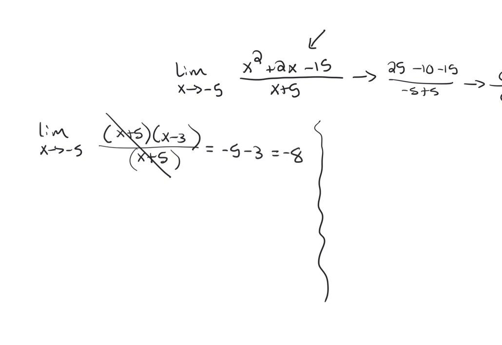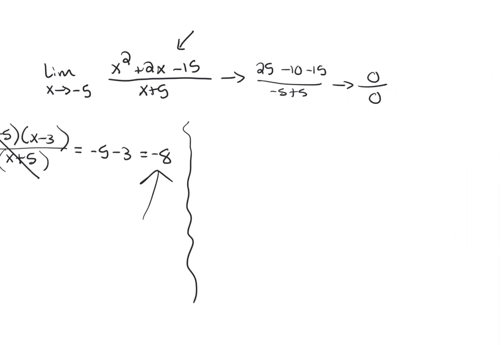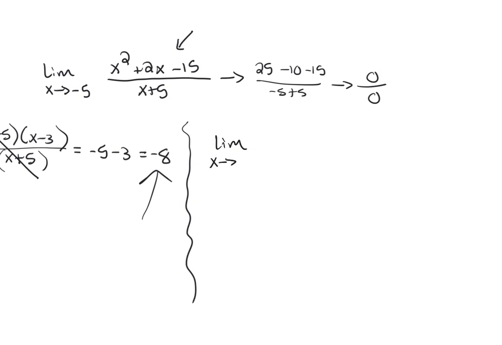So the old method still works, but let's also try using L'Hopital's rule. Okay, so let's take the derivative. Limit as x approaches negative 5. Derivative of the top, 2x plus 2. Derivative of the bottom is 1. So now plug in negative 5. Negative 10 plus 2 is also negative 8.